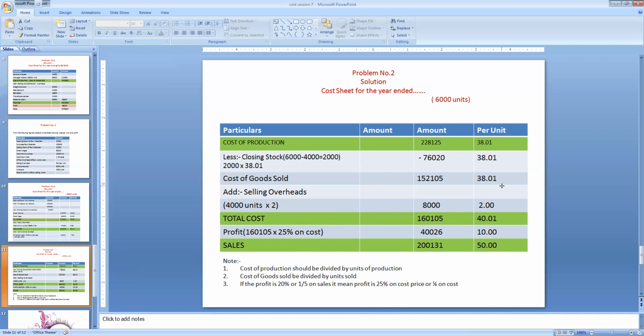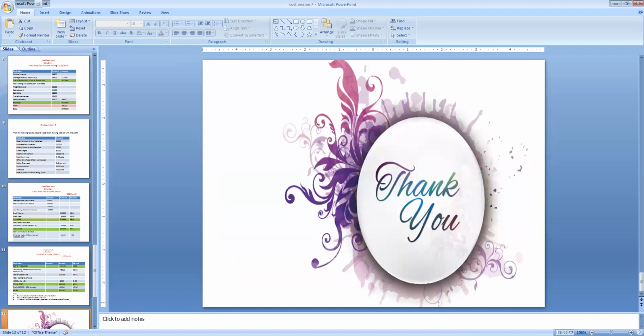Till the cost of goods sold we need to divide with 6,000. After that, because the selling overheads and the rest are related to sales, they have to be calculated with 4,000. So the cost of production should always be divided by the units of production. The cost of goods sold should always be divided by the units sold. If the profit is 20% on sales, it is nothing but 1/5 on sales. If the profit is 25% on cost, it is nothing but 1/4 on cost. So this is how we have to calculate and prepare the cost sheet, both in terms of values as well as per unit. With this I am going to end the session. Thank you.